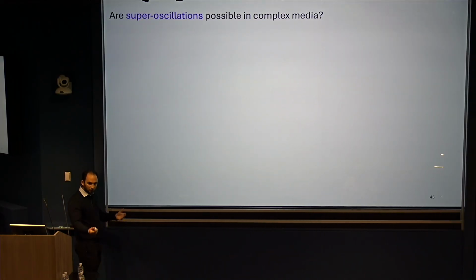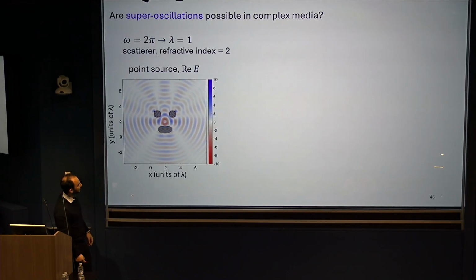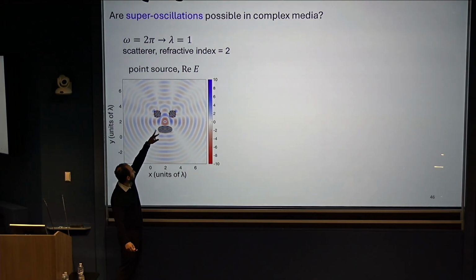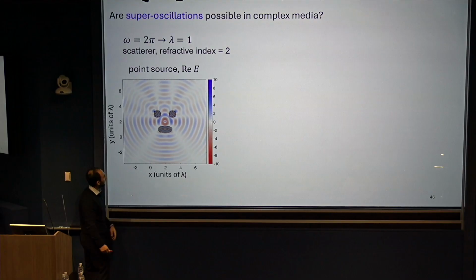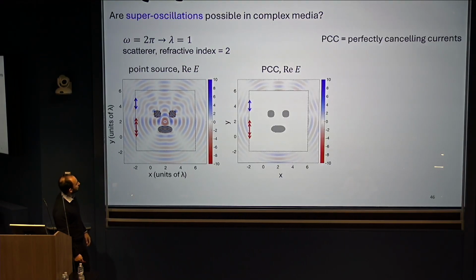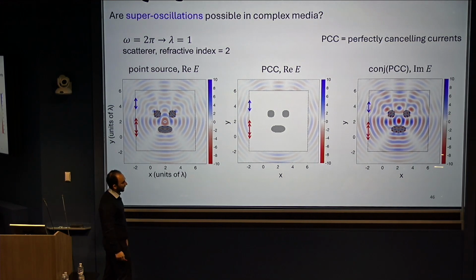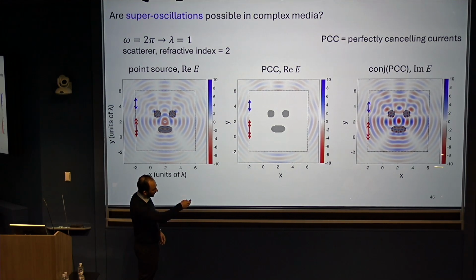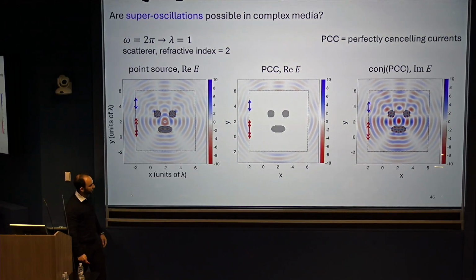Now, one phenomenon I've not addressed is, can you create these super oscillations in complex media? Hopefully you can tell by this reciprocity prescription that the answer is yes. If I start with a complex happy face scattering refractive index profile, I have fields that go outward. I can put currents on the boundary, create perfectly canceling currents, and bring them back inwards. I create a nice diffraction limited spot at the center by following this procedure.